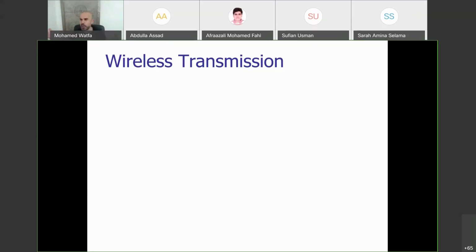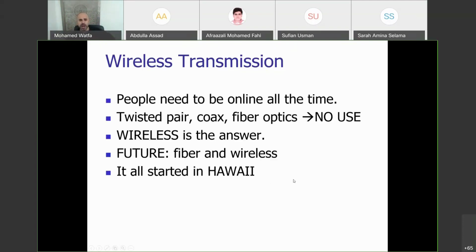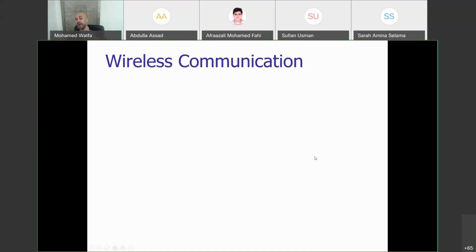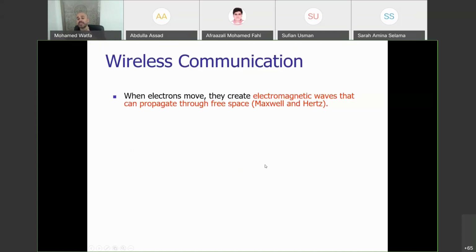If anybody asks you how wireless works, is it magic? No, it's not magic. It's basic principles of physics. I have electrons moving, generating electromagnetic waves that I capture and broadcast. This is the basic logic of wireless transmission, which started in Hawaii initially. Electrons generate electromagnetic waves. Maxwell and Hertz are the famous people who figured out these electromagnetic waves.